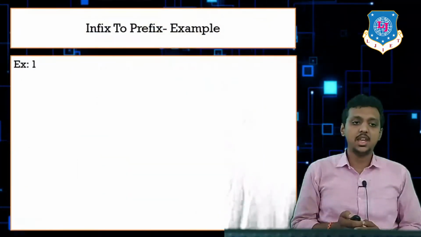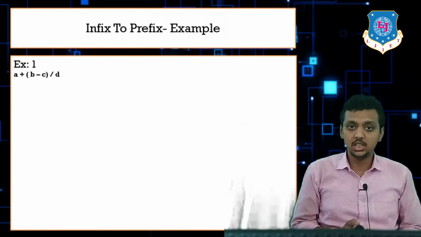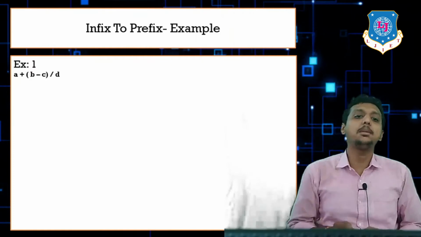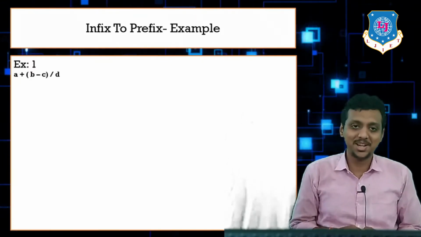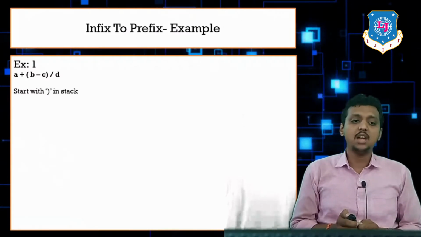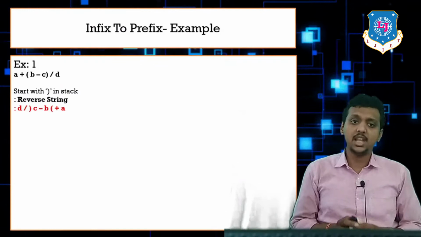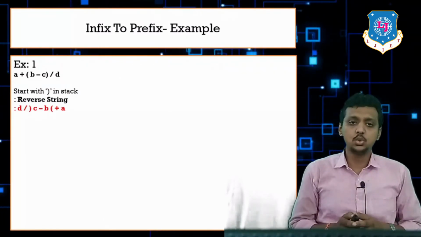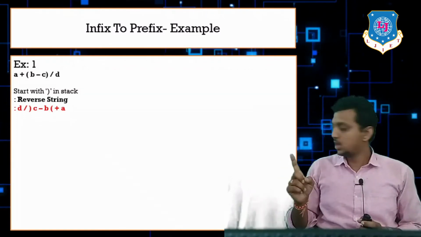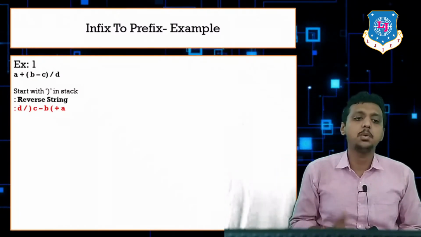First we have the infix string a plus b minus c division d. Sorry, I just spelled it out wrong. It's a plus opening bracket b minus c closing bracket division d. Fine. So now, first you need to start with the closing one, but before that do this. First, students, you need to reverse the string. The reversed string goes like this: d division c minus b opening bracket plus a.